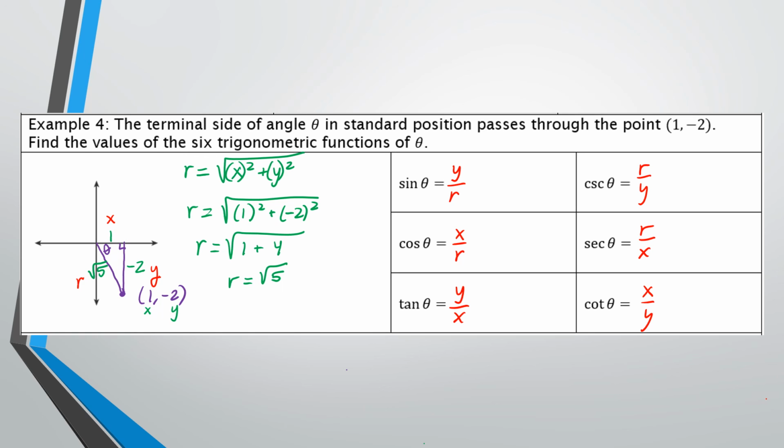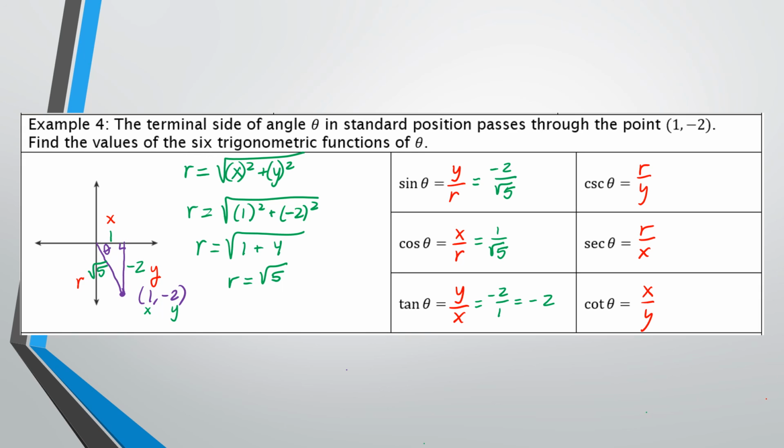The last thing I have to do is plug in my values. So now I'm going to take those green numbers that I had labeled on the triangle and plug them in. So y over r would be negative 2 over square root 5. X over r would be 1 over square root 5. And y over x would be negative 2 over 1, which is just negative 2.